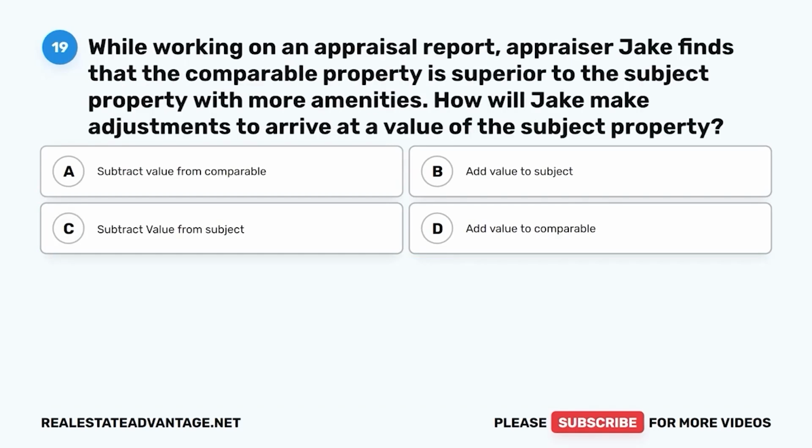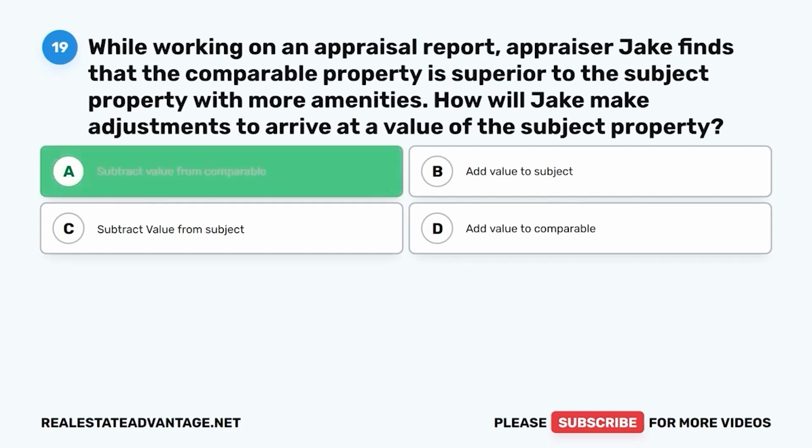Question 19. While working on an appraisal report, appraiser Jake finds that the comparable property is superior to the subject property with more amenities. How will Jake make adjustments to arrive at a value of the subject property? A. Subtract value from comparable. B. Add value to subject. C. Subtract value from subject. D. Add value to comparable. The correct answer is A.